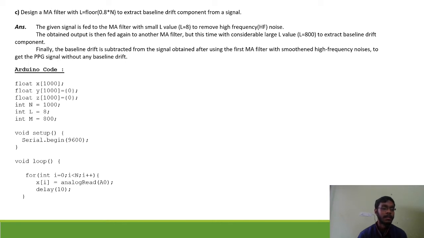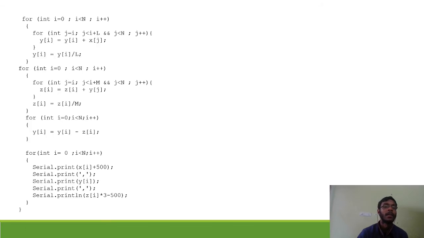The setup remains the same. In the void loop, we are first recording the first 1000 samples with a delay of 10 milliseconds. Then we apply our first moving average filter to smooth out the high frequency noises in the signal, and we get the smoothed out signal. Now we are applying the second moving average filter to get the baseline drift component. z[i] is my baseline drift, and the second moving average filter is applied with a length M equal to 800.